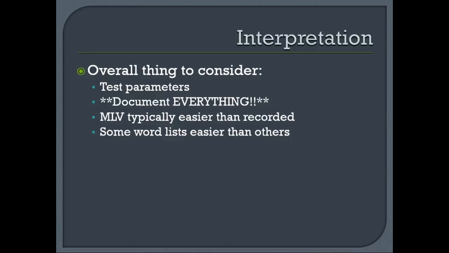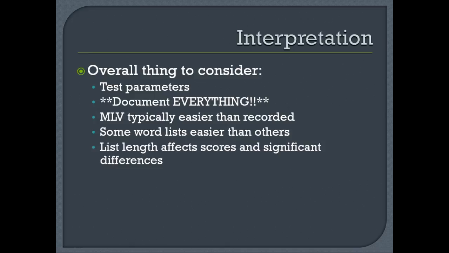Monitored live voice is typically easier to understand than recorded speech. Typically people score better when you use MLV compared to recorded speech. Some word lists are easier than others. Somebody who listens to the NU6 may have a poorer score than the same person listening to the W22 because the vocabulary for the W22 is easier.